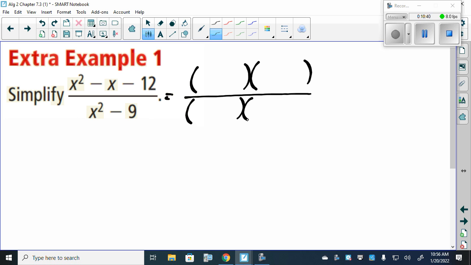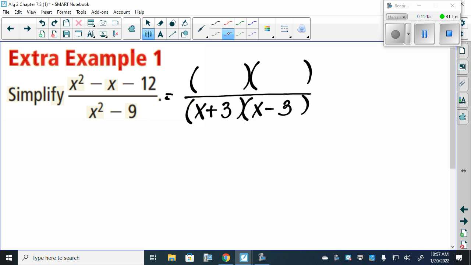Back to the top. Back to the bottom. So looking at these two here, which one do we want to factor first? The bottom. X squared minus 9 would be what? X plus 3 and x minus 3. Because again, x squared minus 9 is a difference of perfect squares. So we'd have x plus 3 and x minus 3.